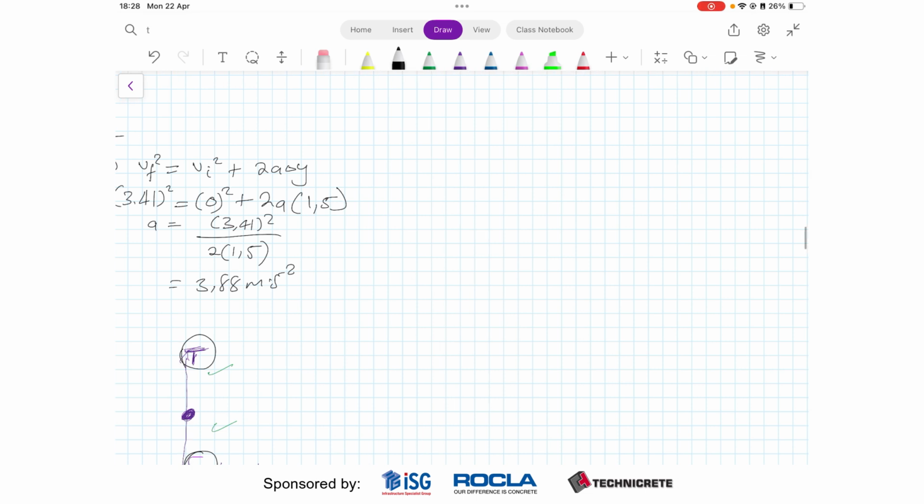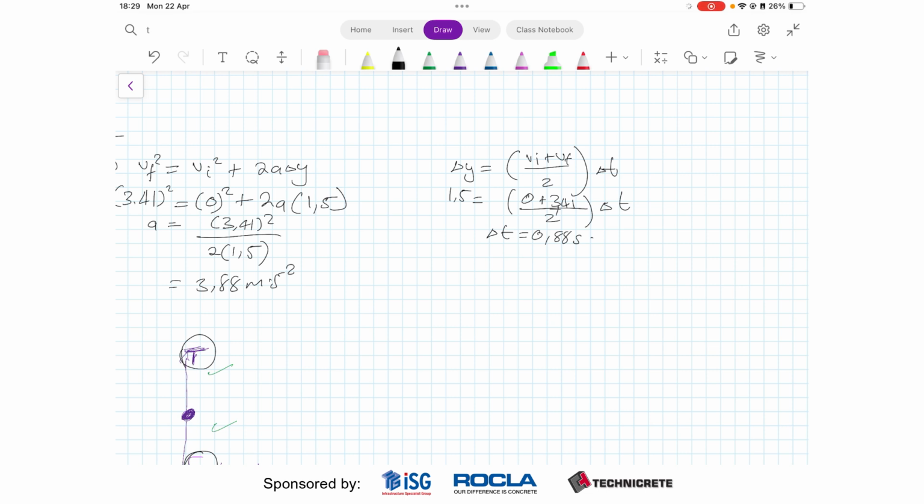So the first thing that you're going to do is use delta y is equal to V initial plus V final over 2 times delta t, where your delta y is 1.5, your initial is 0, and your final is 3.41. In the case where downwards is positive, our final velocity is positive, okay? Over 2 multiplied by delta t, your delta t will thus be equal to 0.88 seconds.